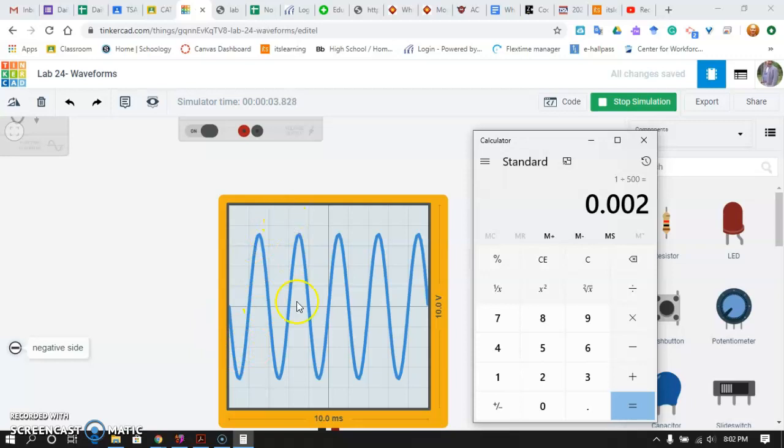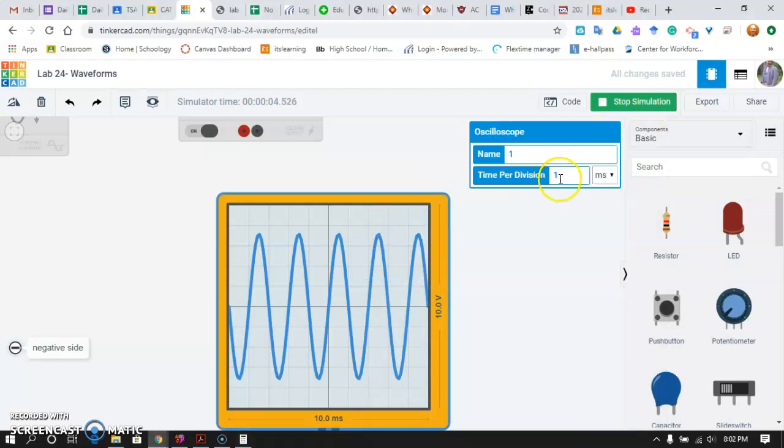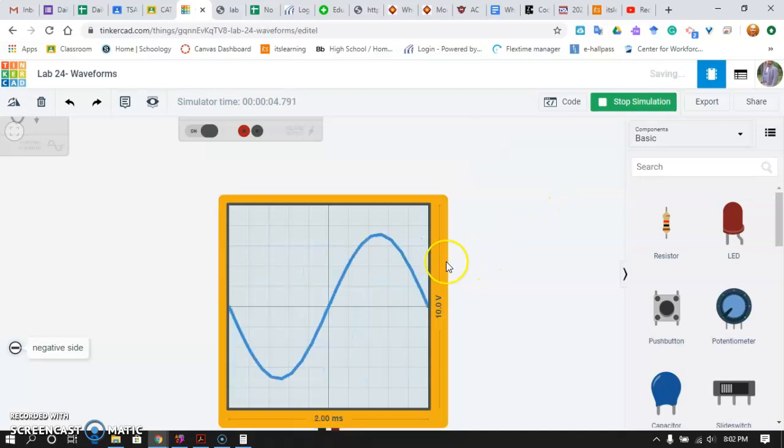I would like to get 1 cycle across this whole screen. I have 10 squares to do that in. So if I take those 2 milliseconds and divide it by 10, you should know that's 0.2. So let's change our setup on our oscilloscope. I'm going to minimize my calculator. Instead of 1 millisecond, let's turn this to 0.2 milliseconds and see how it updates. There we go. We have 1 cycle across the screen. It allows me to dial in and look at this a little more closely.